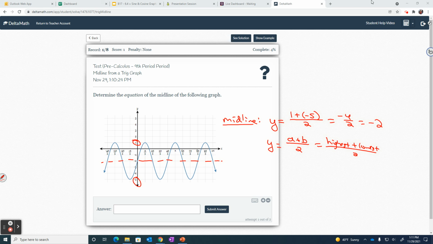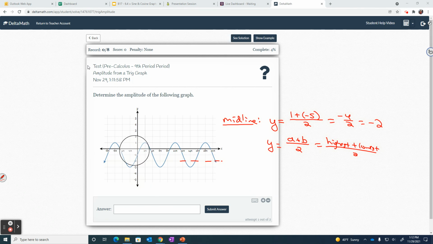The next one is the amplitude. The easiest way to find that is to find the midline first. So on this particular one, the midline is here at -1. And then the amplitude is the distance from the midline to the top or the midline to the bottom. It's just half of the overall height. So here it goes up 1, 2, and it goes also down 1, 2. So the amplitude is 2.